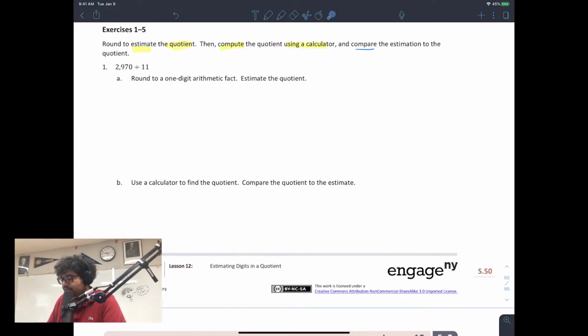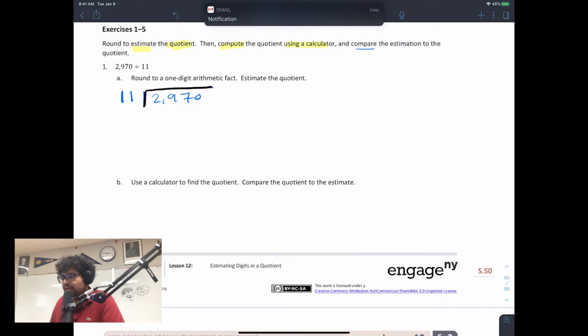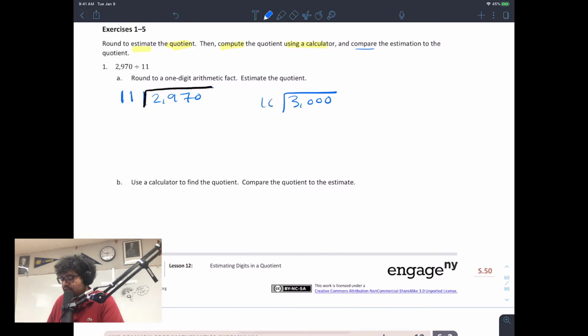If I'm dividing 2,970 divided by 11, this is what we're doing. First of all, we have 2,970, and this is going to be divided by 11. But I think it'll work out better if we actually just estimate. So 2,970 can be rounded up to 3,000, divided by 11, which can be rounded down to 10.